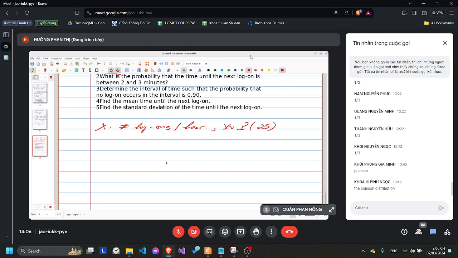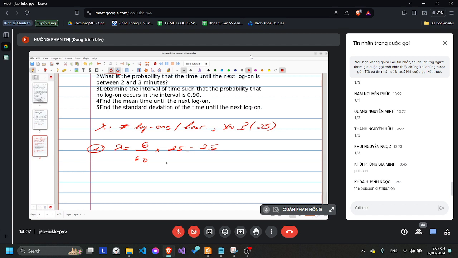Question 1. There's no lock-on in the interval of 6 minutes. Because S indicates the number of lock-ons per 1 hour, but now we need no lock-ons, it means S equals 0. But the interval is 6 minutes, not 1 hour. So we rewrite lambda equals 6 over 60 multiplied by 25, so we have 1 over 10 times 25, which is 2/5.